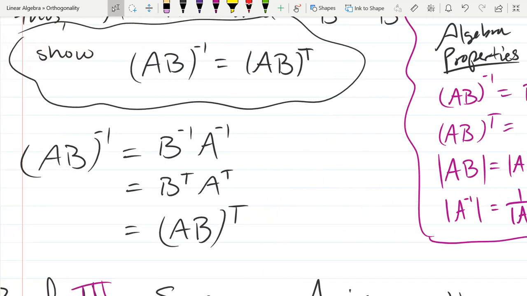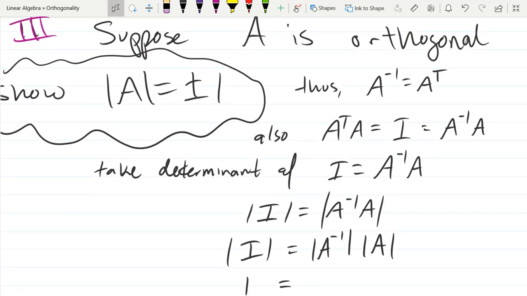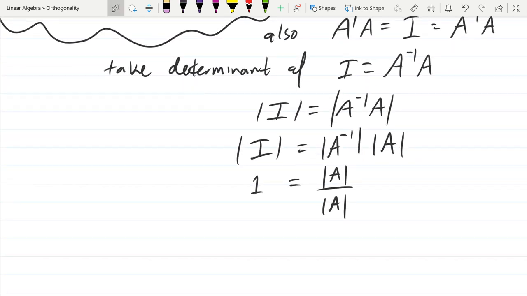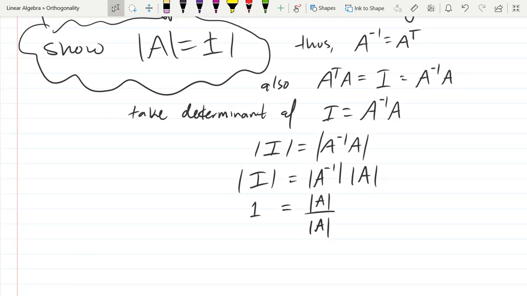So we'll use that property. The inverse determinant is 1 over determinant of A. So we got 1 equals 1. However, that doesn't really tell me very much information right there at all. All I know is, of course, the determinant of A divided by itself is 1. So I don't think the inverse is going to help us here.